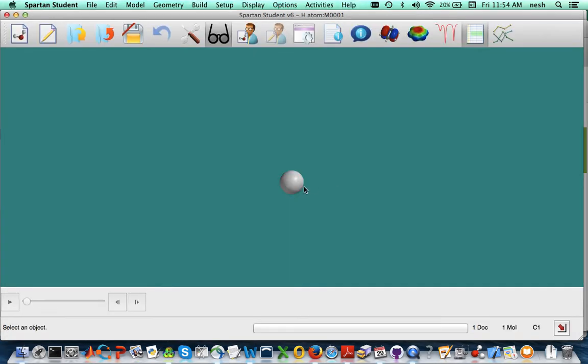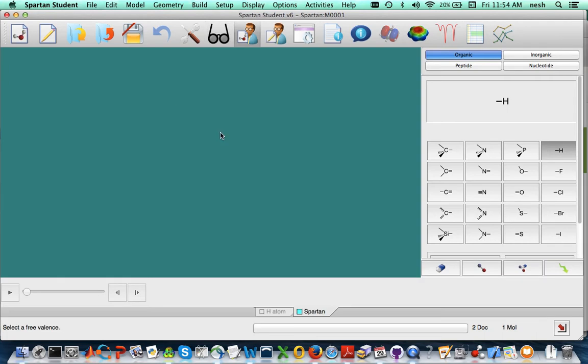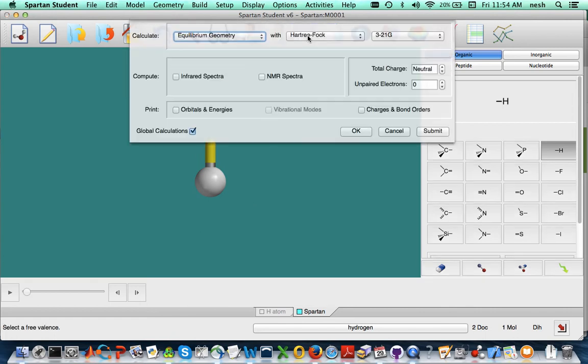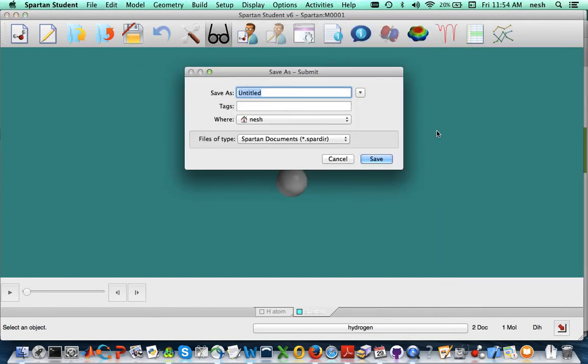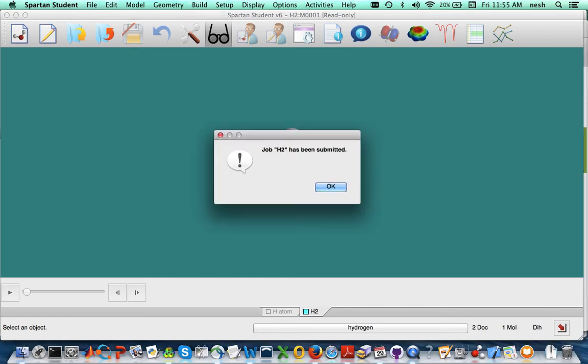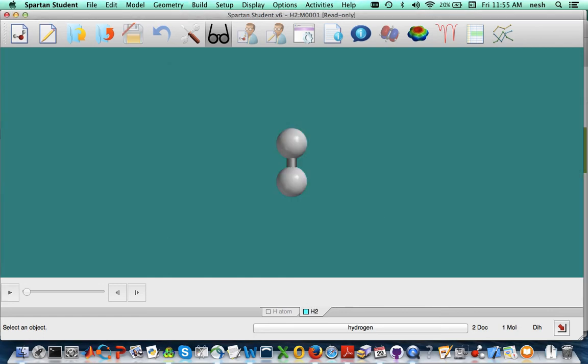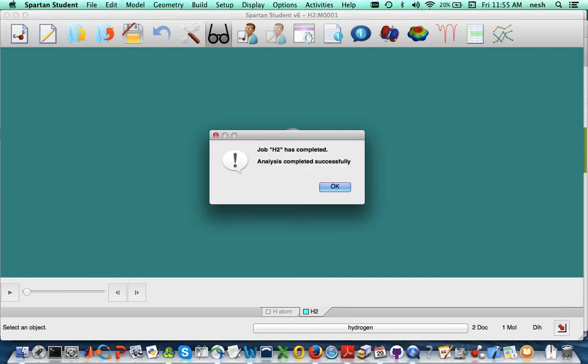Now we're going to do the same thing with the hydrogen molecule, and I'm going to just click over here, and now that's two hydrogens, so I can just go ahead with that. But of course, I still want it at the B3LYP level. And there are no unpaired electrons because H2 has two electrons. And I'll just call that H2. And now it's submitted, and hopefully that'll get done in just a moment as it calculates away.